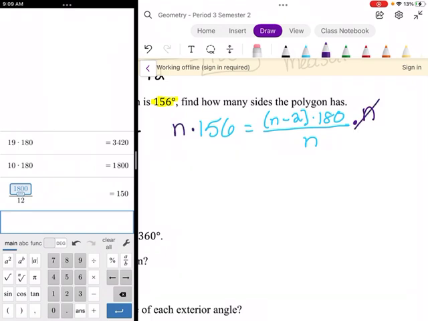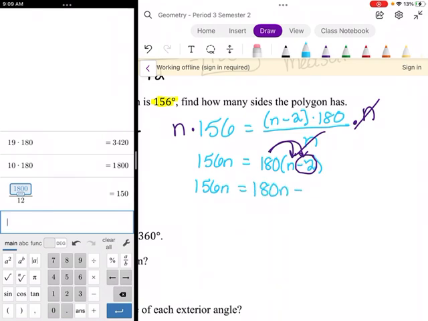When we do that, they simplify on the right side, and we are going to have 156n equals n minus 2 times 180. And because this is a number multiplied by parentheses, we can write it so we have 180 times n minus 2. When we write it like this, you're going to notice our next step, we're going to need to distribute. And when you distribute, don't forget you're multiplying by a negative 2 here. So we have 156n equals 180n minus 360.